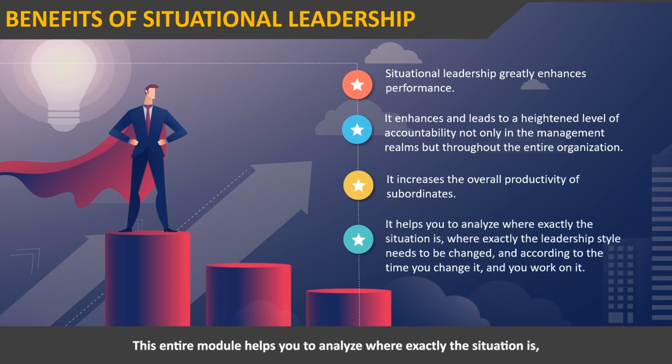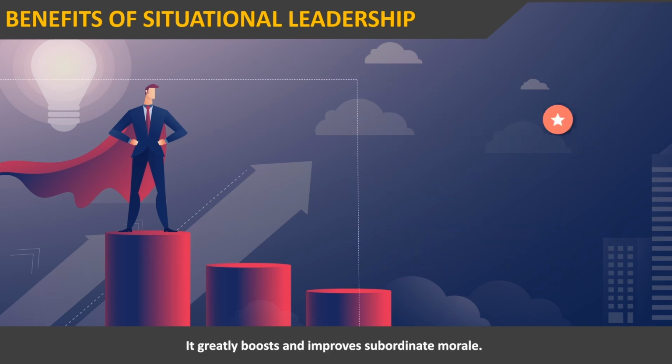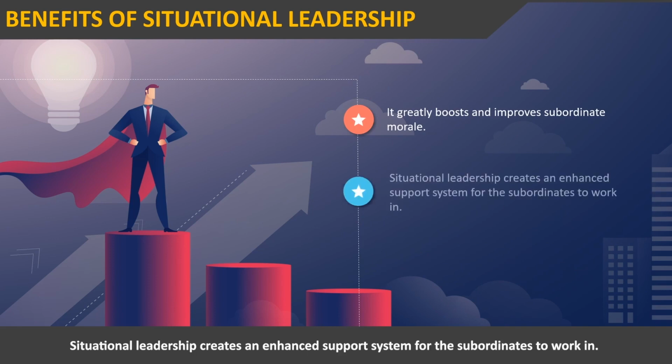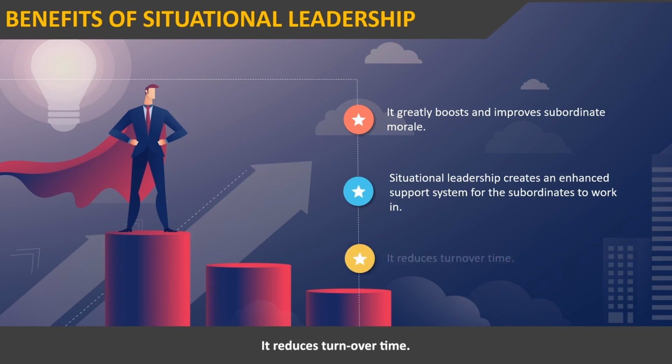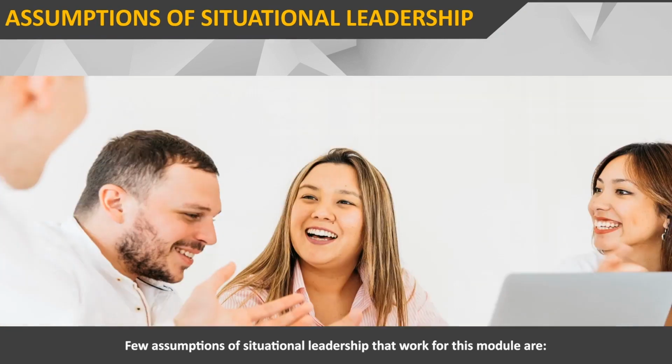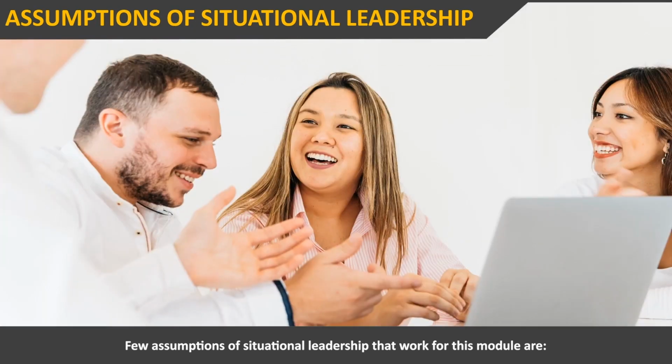Because the way this entire model works is you analyze where exactly the situation is, where exactly the leadership style needs to be changed. You change it according to the times and then you work on it. It greatly boosts and improves your subordinates' morale. Situational leadership creates an enhanced support system for the subordinates to work in. It reduces the turnover time. Now, a few assumptions of situational leadership, based on which this particular model works.